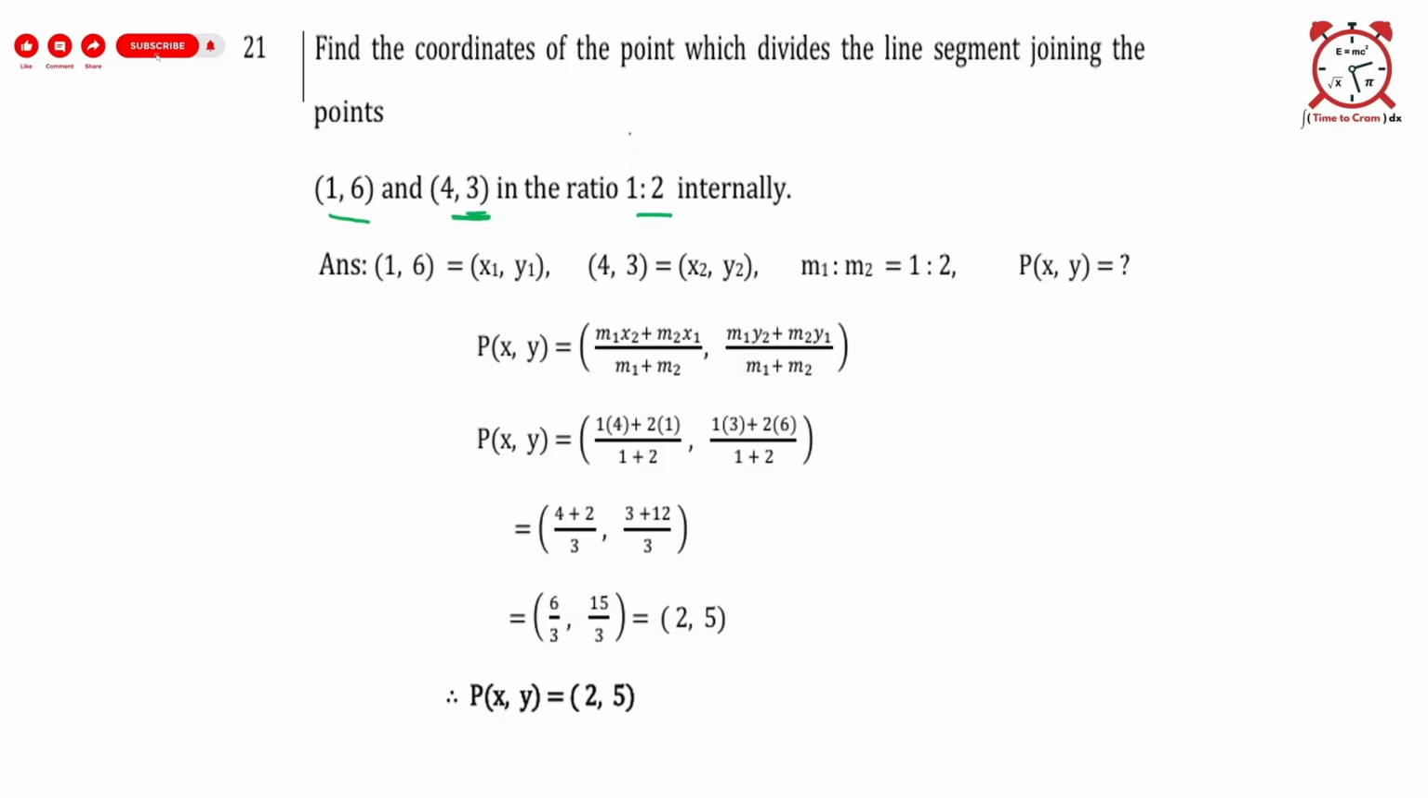So we know that 1 is the value of M1 and 2 is the value of M2. We know this formula, the section formula. This we have to write, and after that, very appropriately we have to keep all the values here, and after simplifying step by step, we will reach our answer, 2 and 5. So in that way, students, you have to solve the sum in your board examination. Okay, next question.